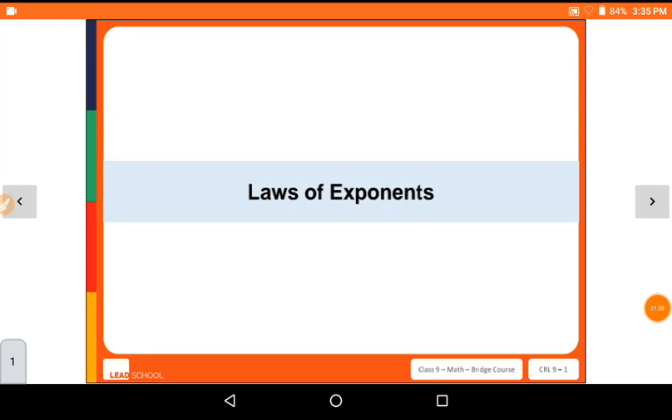In the day 2 part of this bridge course, we also studied the laws of exponents from class 8. That is also important in class 9, so you should be aware of these laws of exponents. Let us check it out: how many laws of exponents are there?